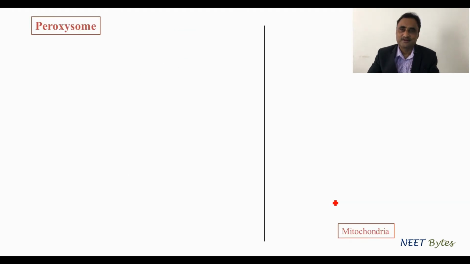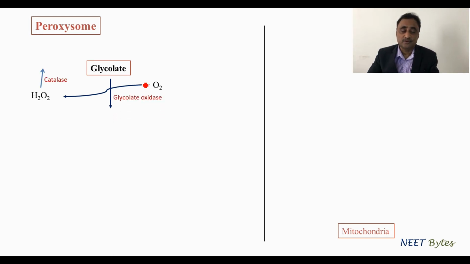Have a look at peroxisomes. So in case of peroxisomes, what happens? Glycolate gets converted into glyoxylate. Mind it, this is the most important event. Why? Because this is a step where oxygen is actually being consumed. So here, in the presence of the enzyme glycolate oxidase, oxygen is consumed and glyoxylate is formed. And as a result, as a byproduct, hydrogen peroxide is formed, which is very toxic.